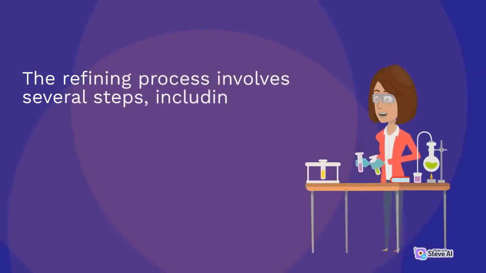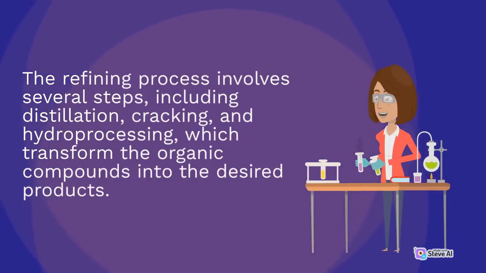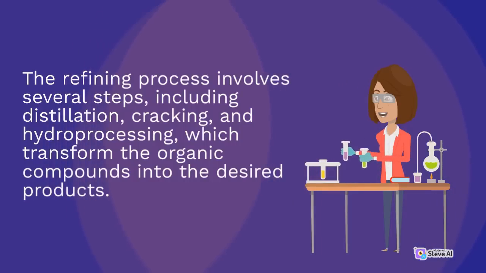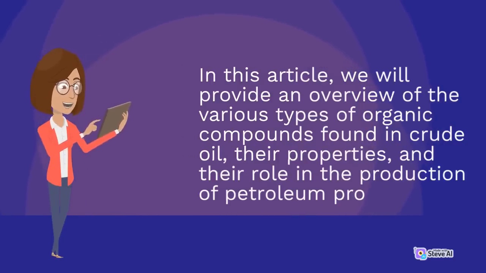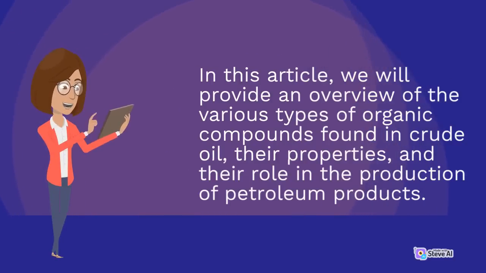The refining process involves several steps, including distillation, cracking, and hydroprocessing, which transform the organic compounds into the desired products. In this article, we will provide an overview of the various types of organic compounds found in crude oil, their properties, and their role in the production of petroleum products.